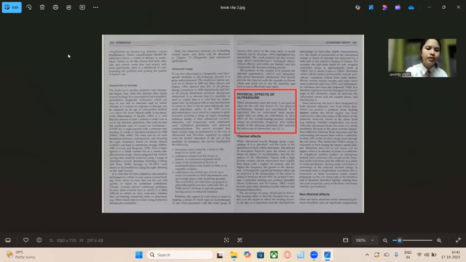So, to summarize, the physical effects of ultrasound are the foundation for its clinical application. If we understand how ultrasound behaves inside the body, we can use it more effectively for conditions like soft tissue injuries, muscle tightness, tendinopathies, and wound healing. At the same time, knowing the risks helps us avoid complications and ensure safety practices.